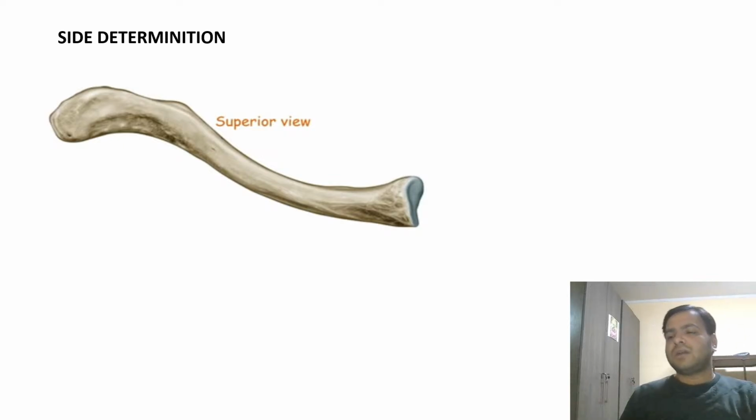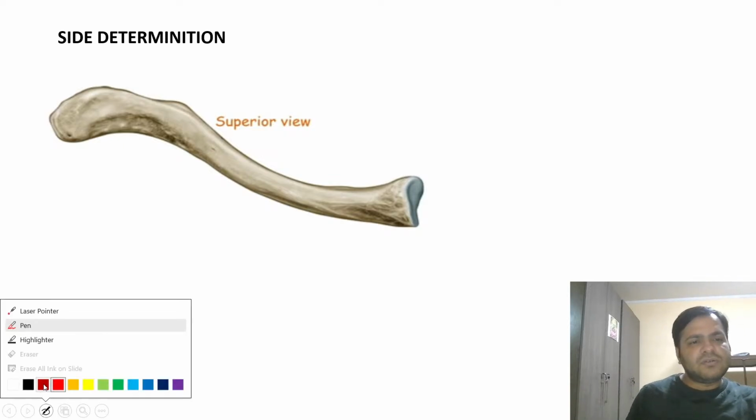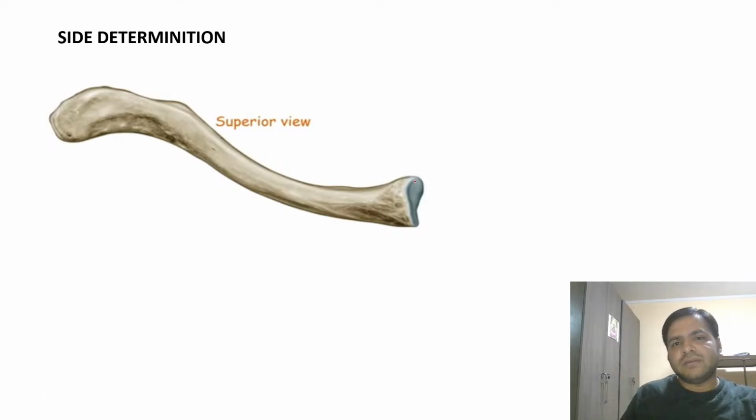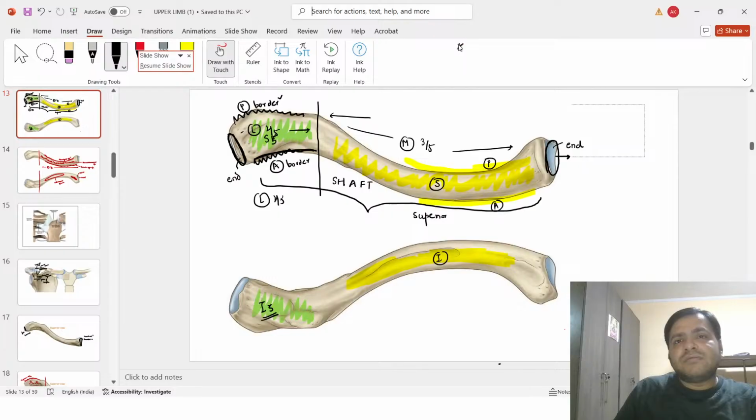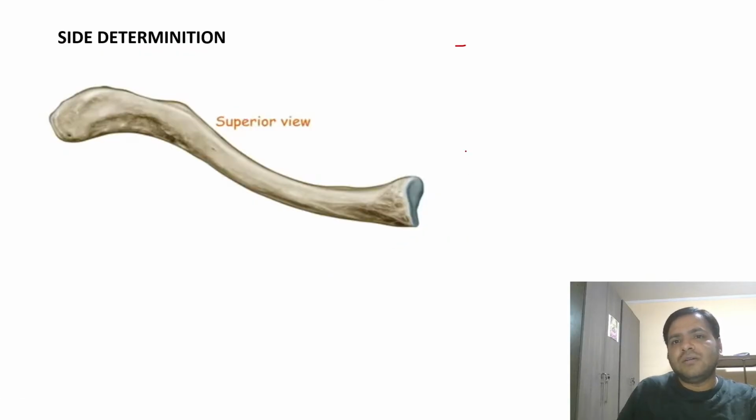Now, coming on to the side determination, guys, how to determine which is left and which is right. Can anyone tell me how will you determine whether this is the right or left clavicle? The very first point you have to see is the medial end of the clavicle. When I say medial end, guys, it is almost circular or quadrangular in shape.